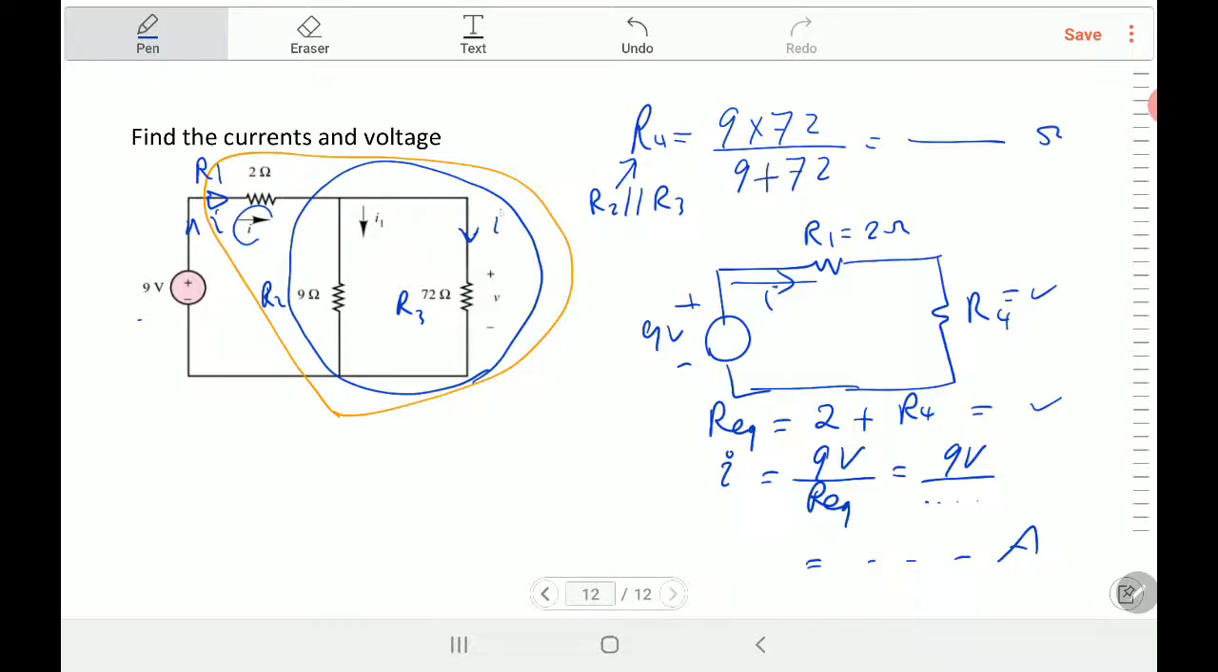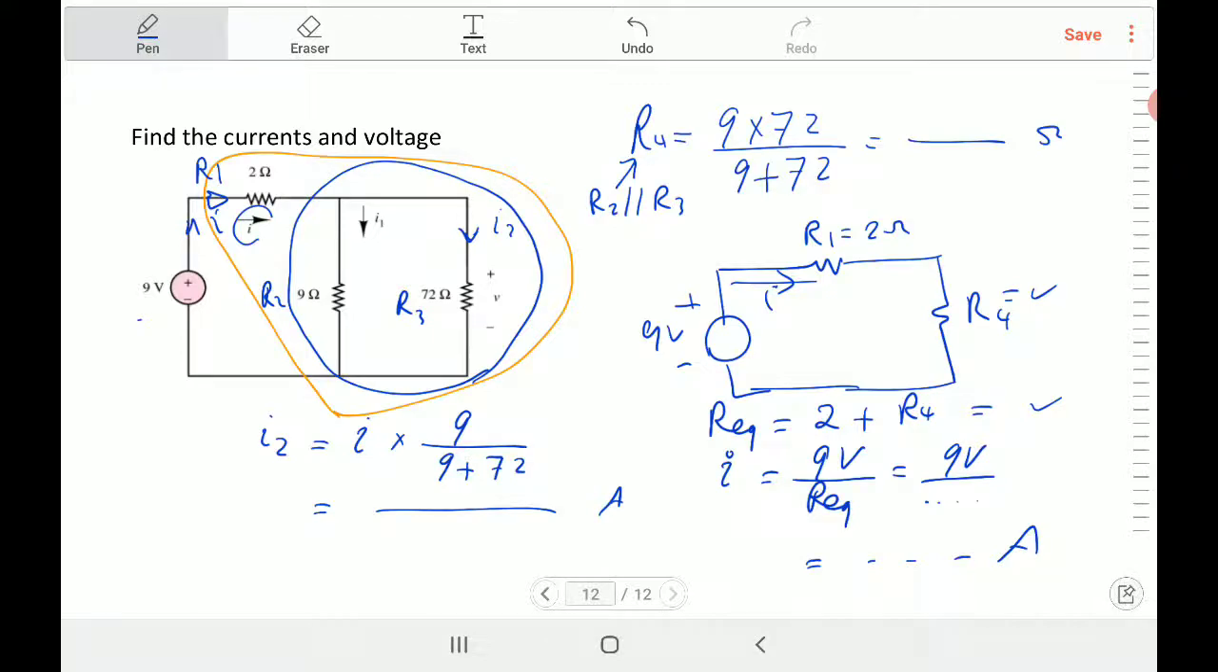How do you find the current here? If this is I1 and this is I2, now we can use the current divider. I2 is equal to the total current that you got times the opposite resistance, which is 9 ohm, divided by the total, 9 plus 72. And you got the current. So work this problem. I give you the steps to do it.